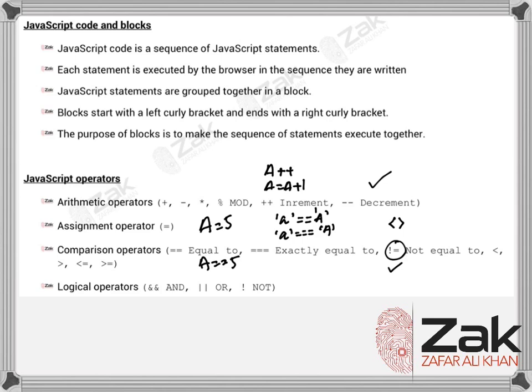Then we have got and. We use these two ampersand signs for and, these two bars for or, and this exclamation mark for not.